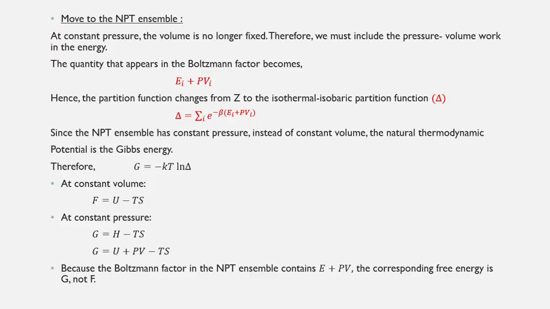Since the NPT ensemble has constant pressure instead of constant volume, the natural thermodynamic potential is the Gibbs energy. Therefore, Gibbs energy G equal to minus kT log Δ. At constant volume, F is equal to U minus TS. At constant pressure, G equal to H minus TS. So G becomes U plus PV minus TS. Because the Boltzmann factor in the NPT ensemble contains E plus PV, the corresponding free energy is G, not F.